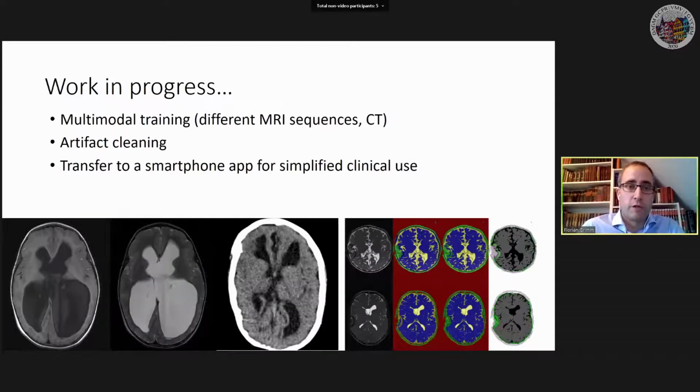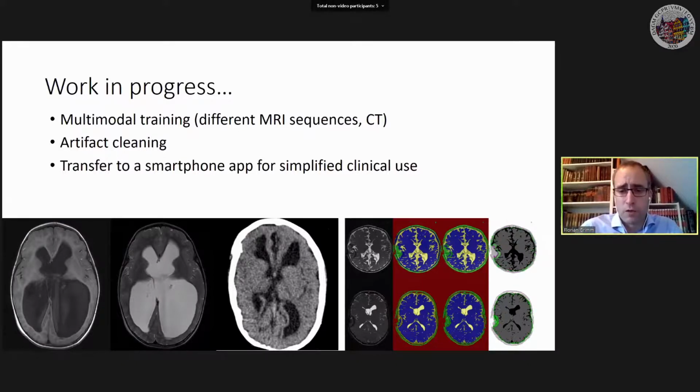Right now, we are working on the integration of more imaging entities into the classification network. T1 images are very important because they are frequently used in clinical practice. And we are also extending the algorithm to CT images. They are especially important because in adult hydrocephalus patients, usually CT scans are performed.